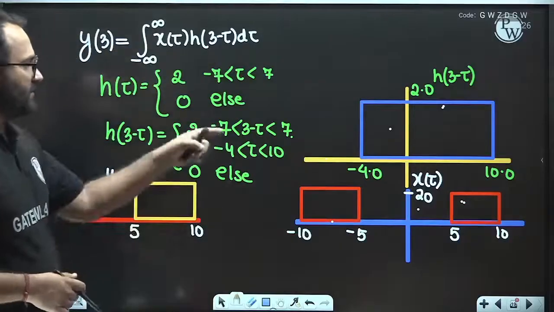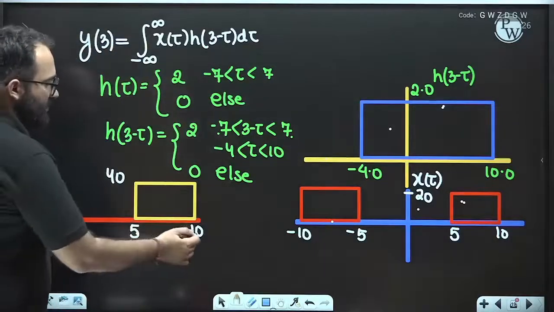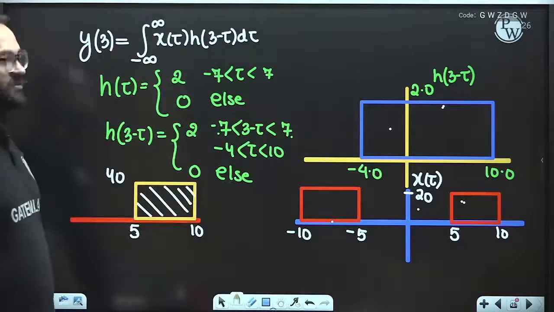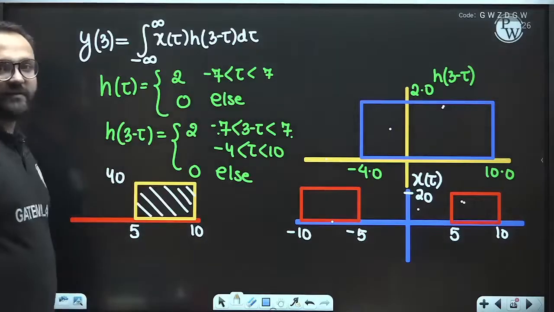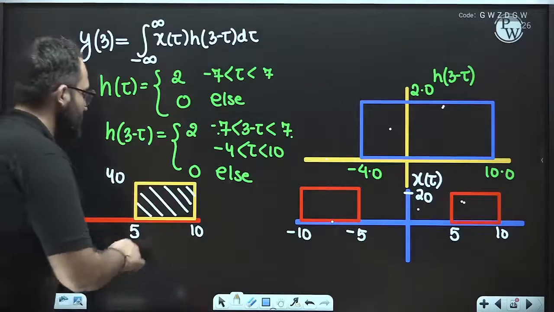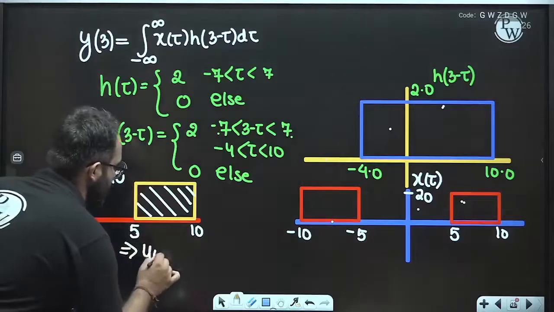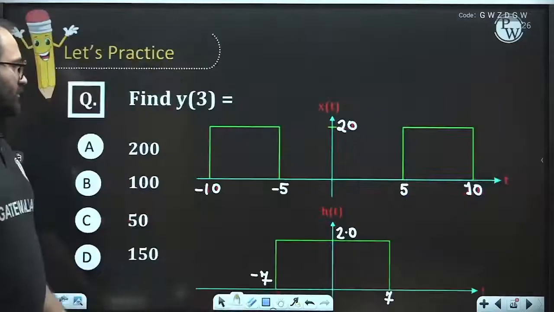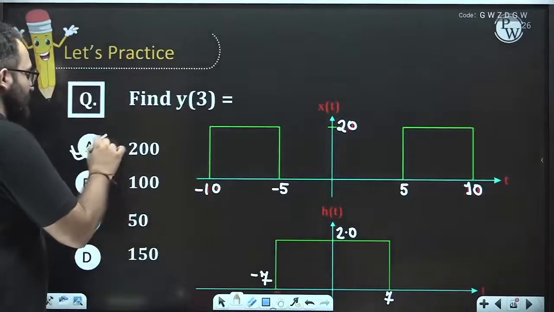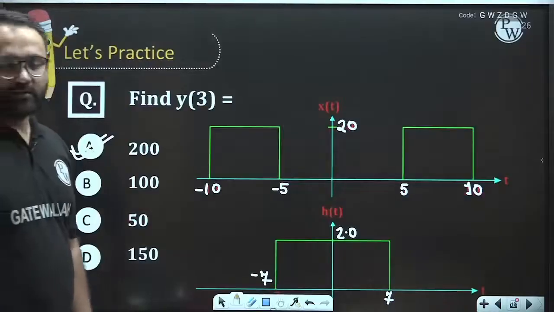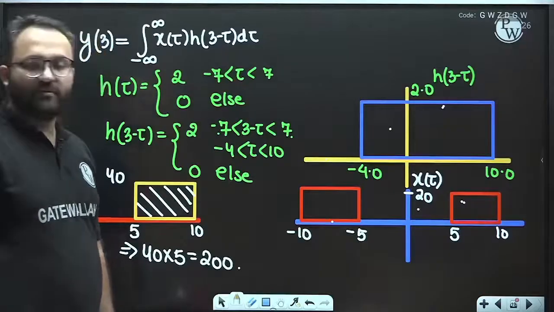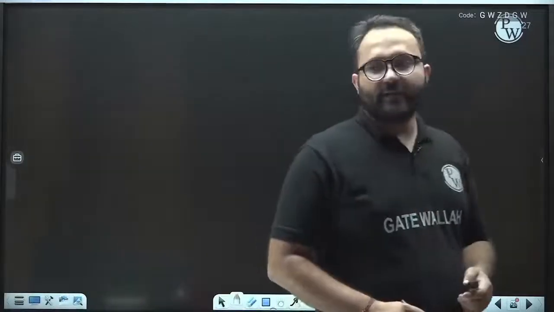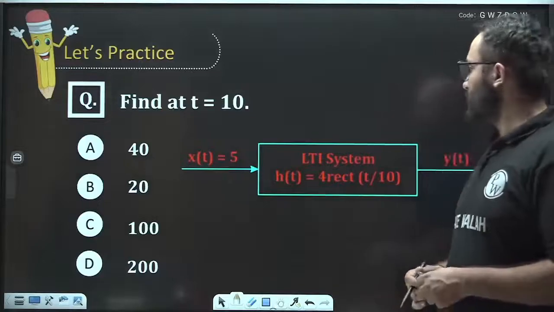So the product will be from 5 to 10, height 40, and the value of the output at t equal to 3 will be the area of this product, which is 40 into 5, that is 200. I hope all of you are able to do it. 200 is the correct answer, the value of the output at t equal to 3. Great. All of you are able to do it? Great. This type of question, I think all of you will be able to do.